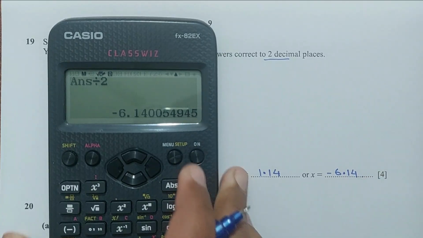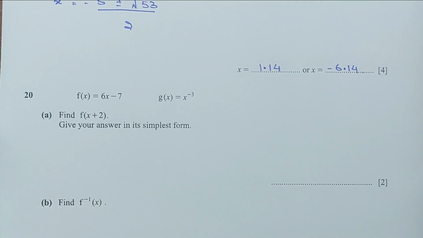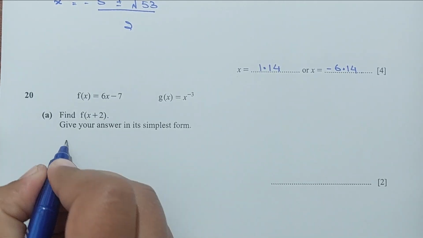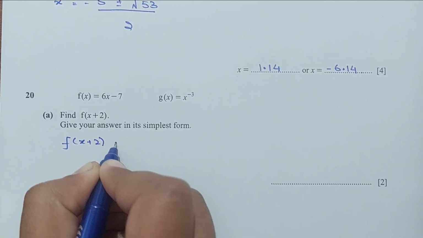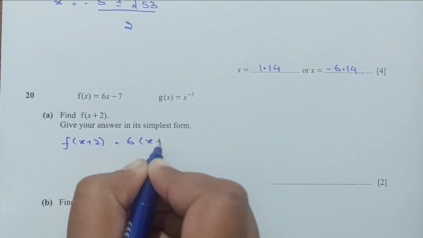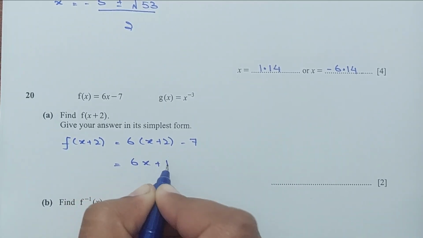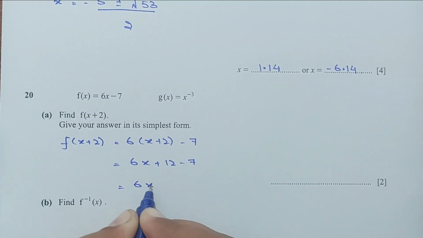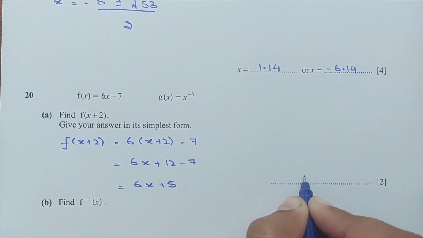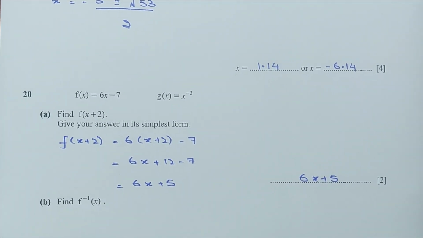Right. Question number 20, we have f of x and g of x. Find f of x plus 2. Give your answer in its simplest form. Right, so f of x plus 2, replacing x with x plus 2: 6 into x plus 2 minus 7. This is 6x plus 12 minus 7. This is 6x, 12 take away 7 is 5. 6x plus 5.